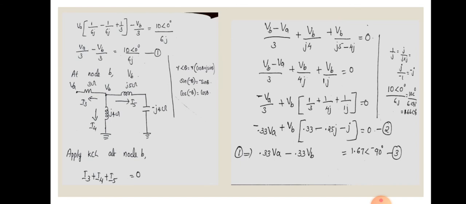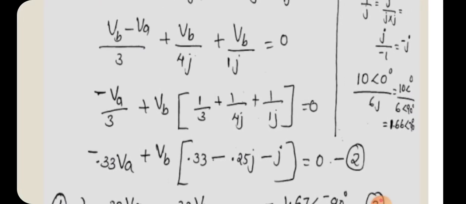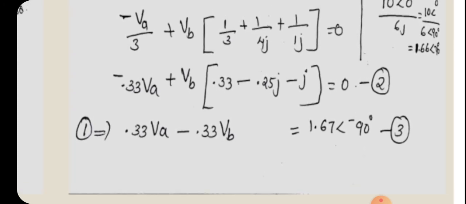How can you write 10 angle 0 divided by 6J like this? You can see 10 angle 0 can be written as 10 angle 0 itself, but 6J can be written as 6 angle 90 degree. That is a simple notation. So 10 divided by 6 will be taken, that is 1.67, and 0 degree divided by 90 degree in the polar form will be subtracted, so you get minus 90 degree. Okay, so you got the first equation as 0.33 VA minus 0.33 VB equal to 1.67 angle minus 90 degree.